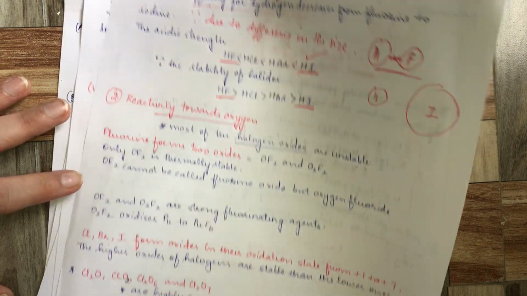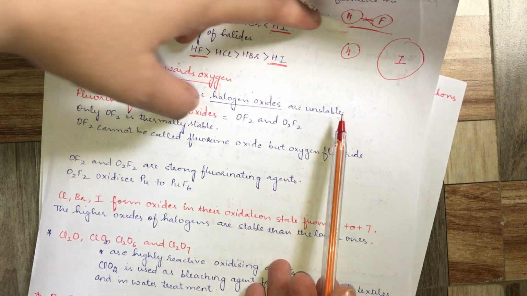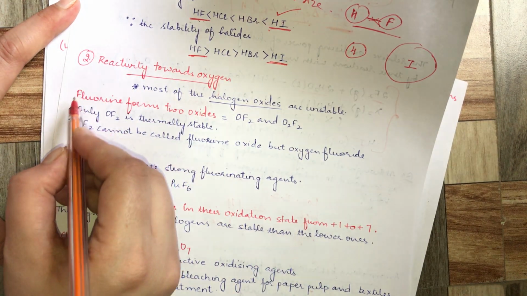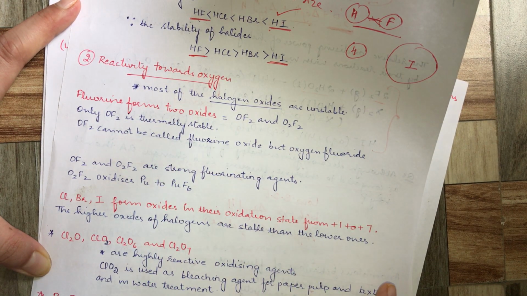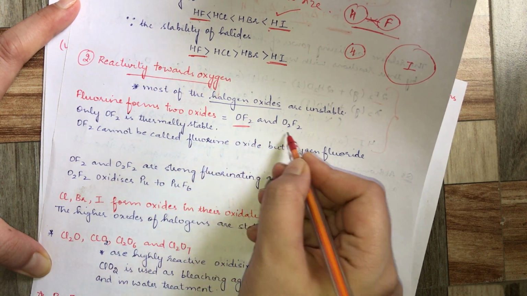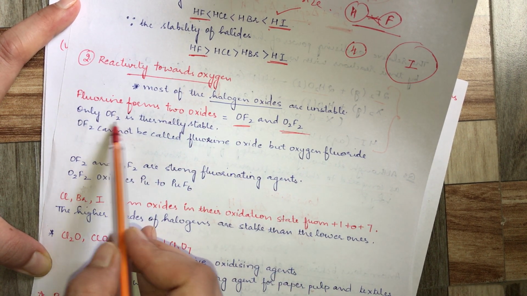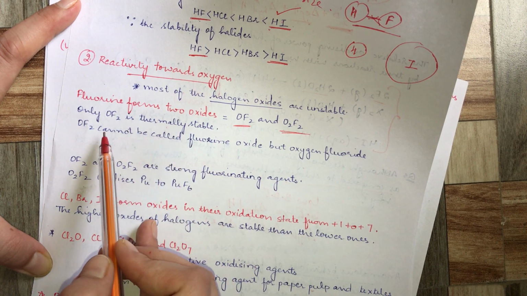Next is the affinity towards oxygen. Most of the halogen oxides are unstable. Fluorine forms only two types of oxides, that is OF2 and O2F2. They are unstable, hence they are fluorinating agents. Only OF2 is thermally stable.